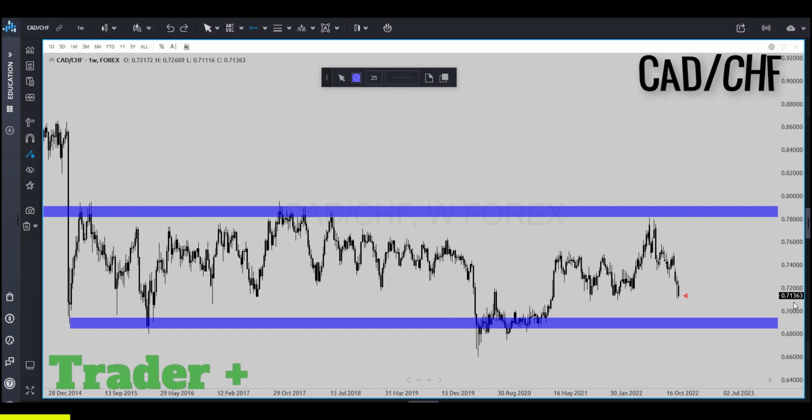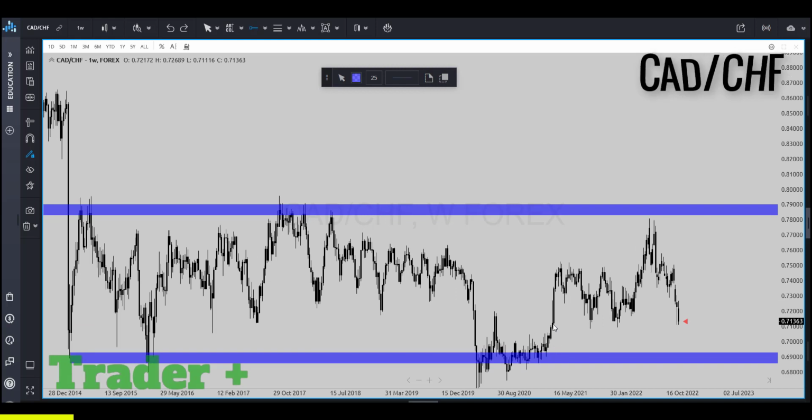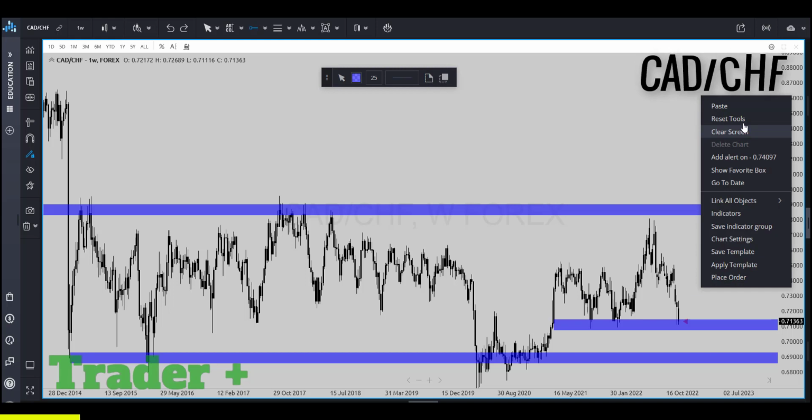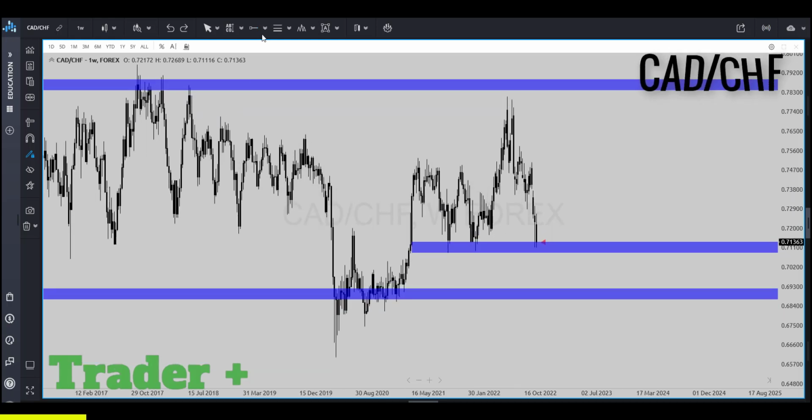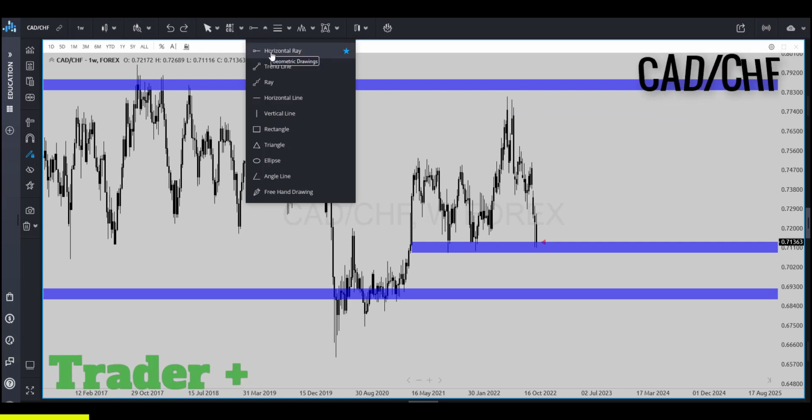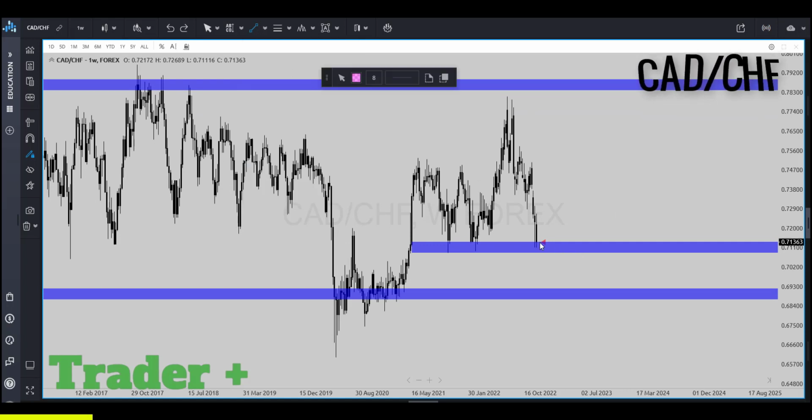We also have from the weekly an area here where this market has also been bouncing. Based on where we're currently at right now, I would need to see this market reject this level. CAD Swiss franc is either going to reject this level to go up, or we are going to break this level, test, and then fall down to this lower level here.